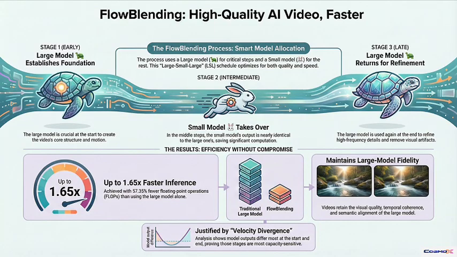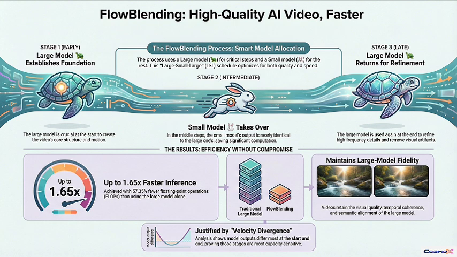So if you're generating video today, you know the struggle, right? You want that stunning high-quality output from the huge, like, 13 billion parameter models, but they are just so slow. They're incredibly slow. Today, we're cracking open a source on a technique called FlowBlending. And the mission here is, well, to figure out how we can get that premium quality without paying that premium time cost.